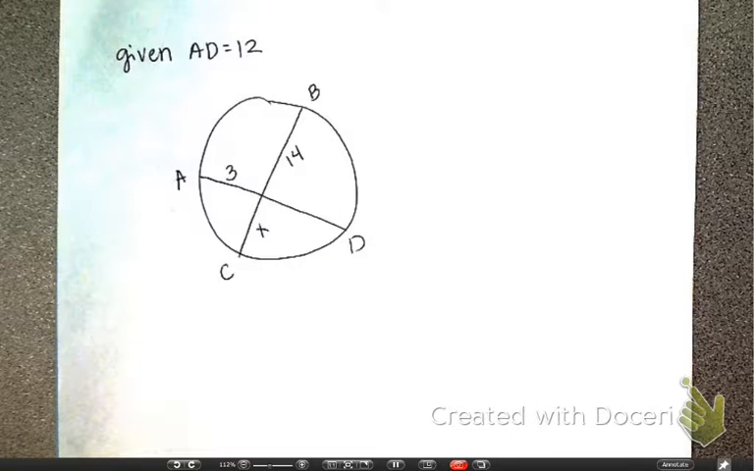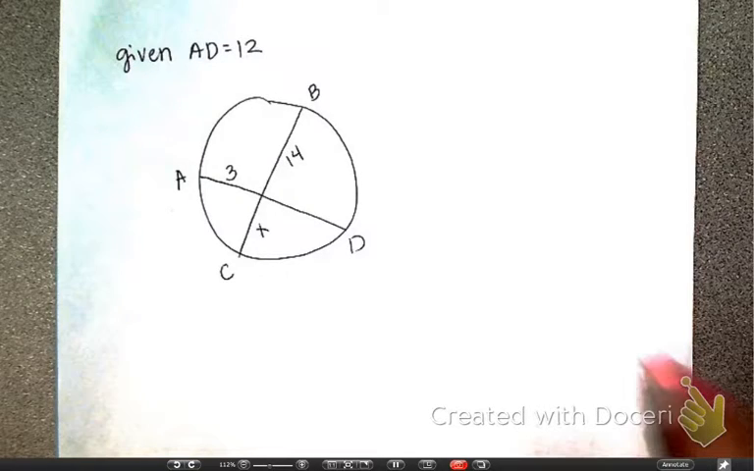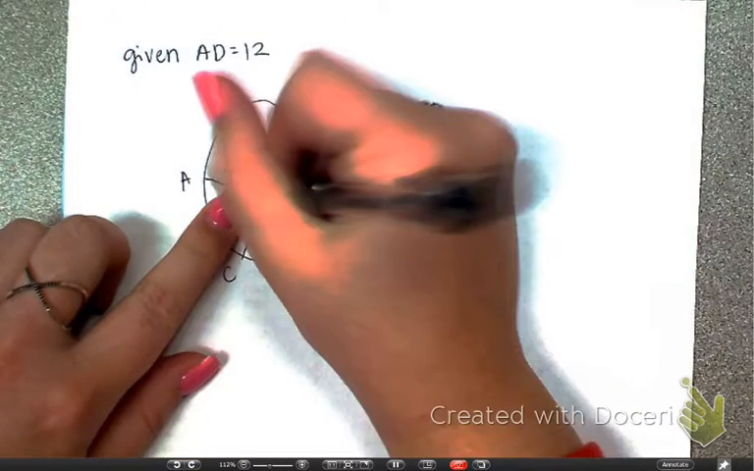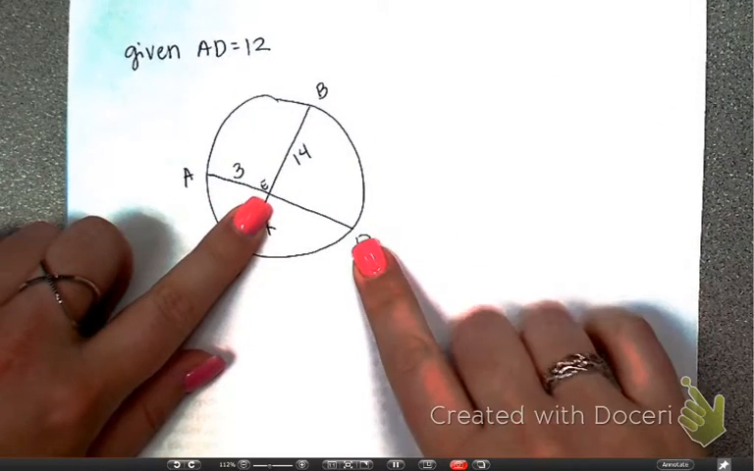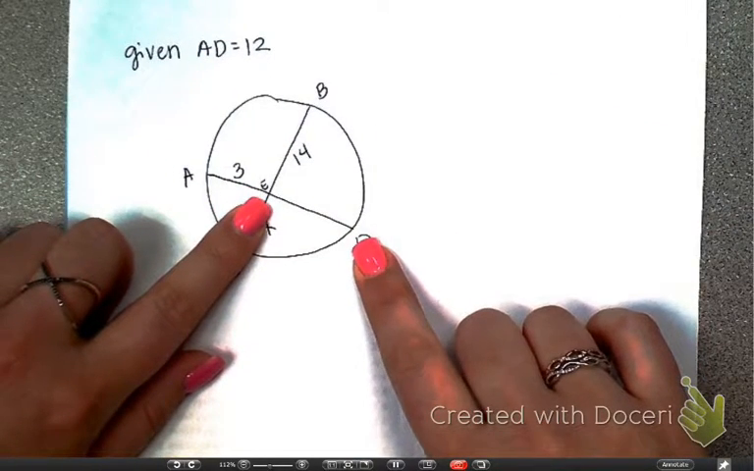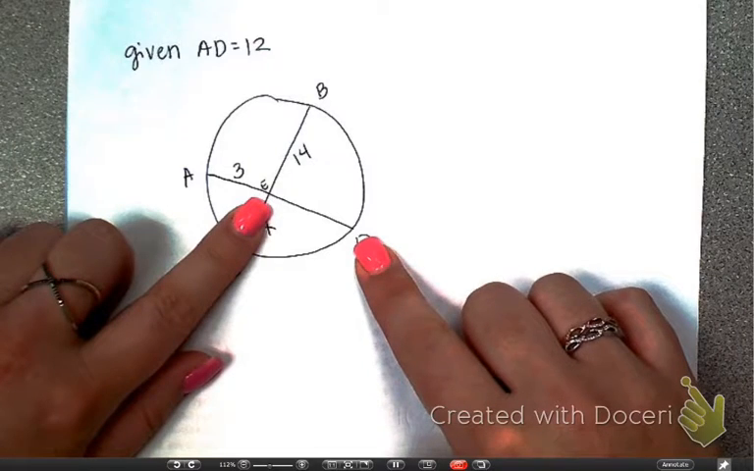So which one am I using with this? Chord. Okay. So I need all the pieces of the chord. Do I have all of that information? No? What am I missing? I guess we can call this middle point E, right? We're missing ED. Is there any way to find ED so I can set up my equation?